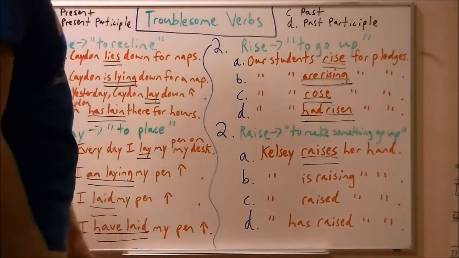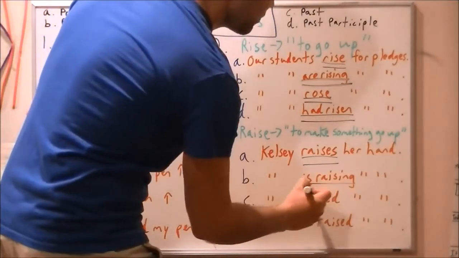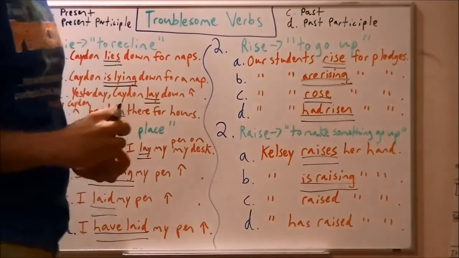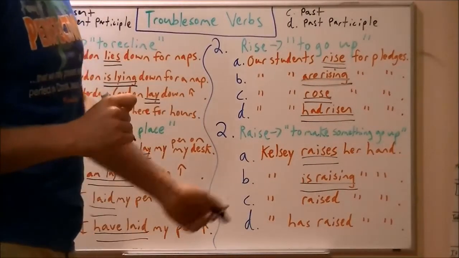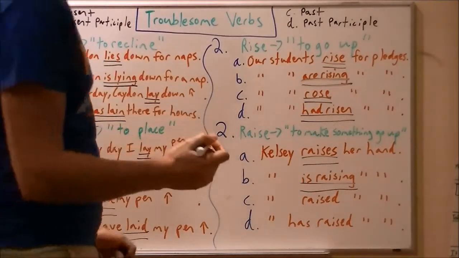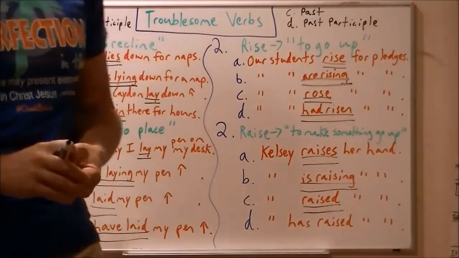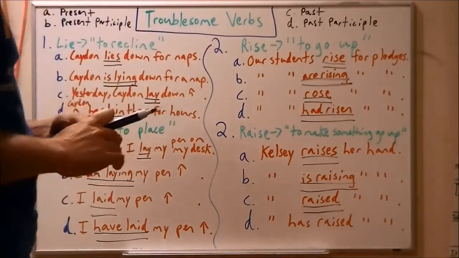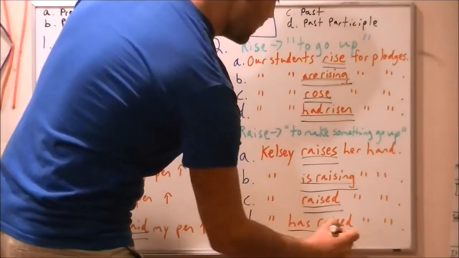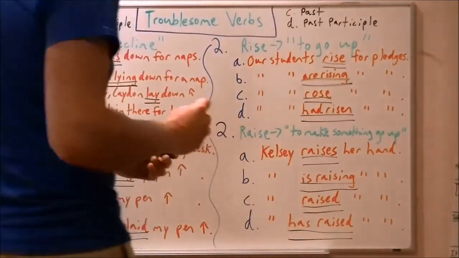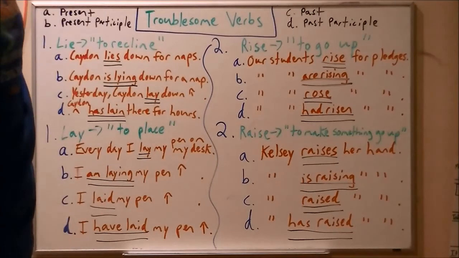Now, if I wanted to use it as a present participle, I would do Kelsey is raising her hand. She is right now making her hand go up in the air. If I were talking about in the past, like when we were in the classroom, Kelsey raised. Or she made, instead of make, she made her hand go up. And then lastly, the past participle, Kelsey has raised. Kelsey has raised sometime in the past her hand.